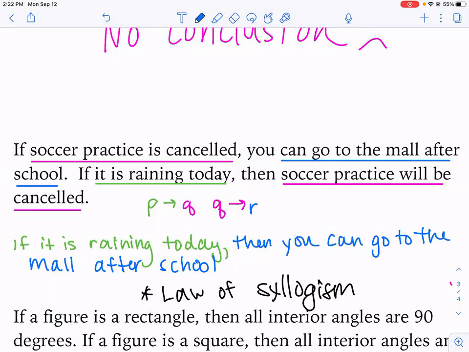We're going to do the law of syllogism over and over. This implies this, so then this implies this, so then this implies this. So if we start here, we can end here. We're going to use this over and over in a couple days.